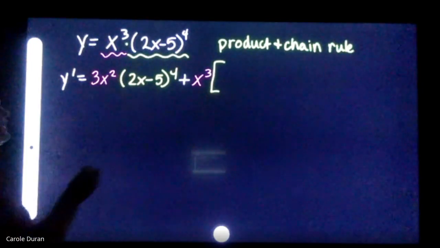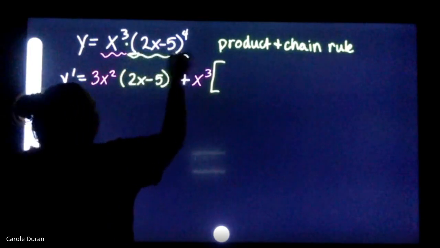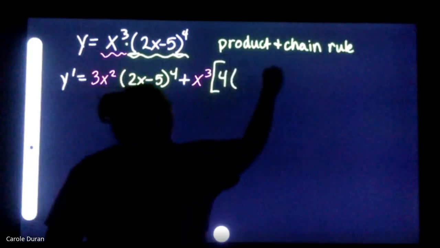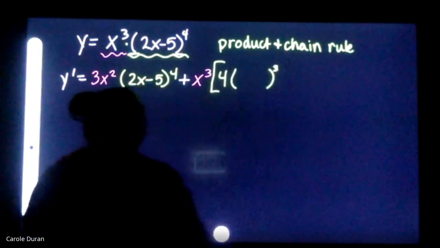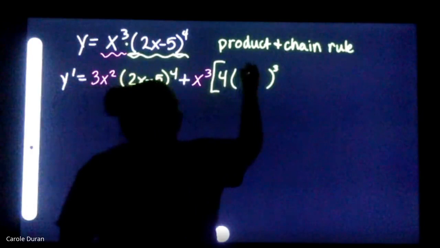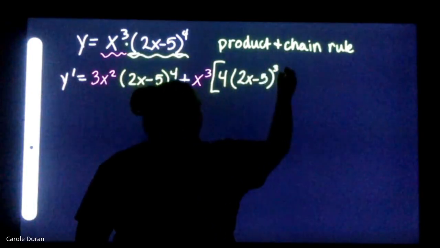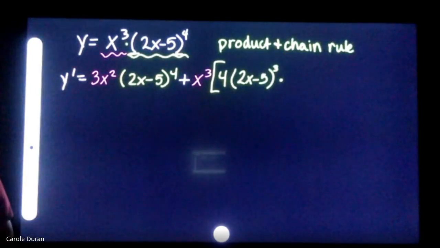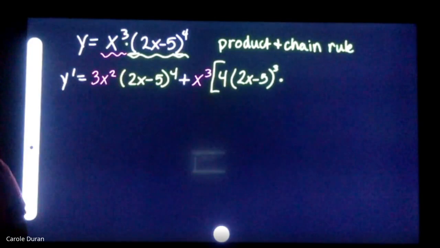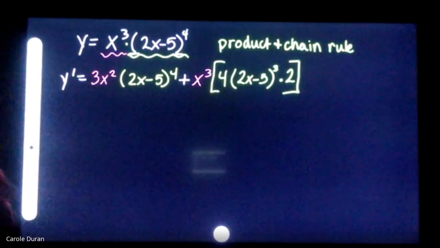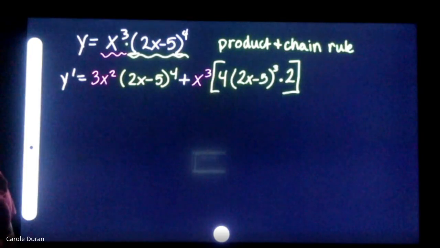So on the second function, my outside function is the parentheses to the 4th power, which means the derivative of that outside becomes 4 times the original inside to the 3rd power. So I dropped the exponent and then decreased the exponent by 1, leaving the inside the same. And then times the derivative of that inside. So what's the derivative of 2x minus 5? 2. Everything in that bracket right there was chain rule. Okay, so that's where the chain rule came in.